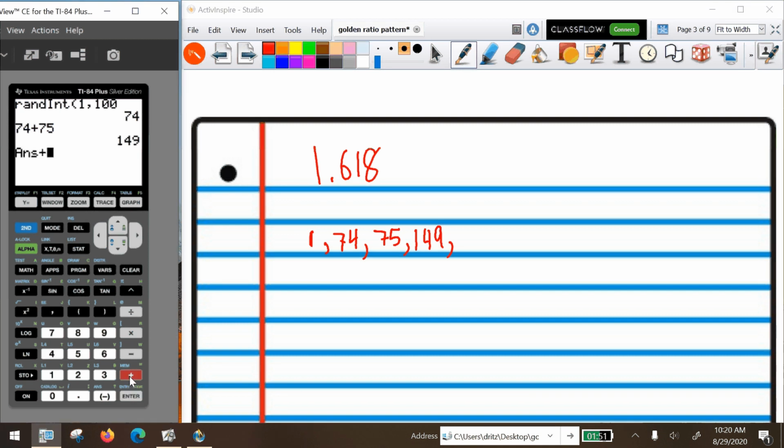So I just got 149. To that, I'm going to add 75 because that was the previous number in the list. I got 224. To that, I'm going to add 149, 373. And again, I'm going to add that to the previous number in the list, which was 224. And adding that to 373, 970. To that, I'm adding 597.